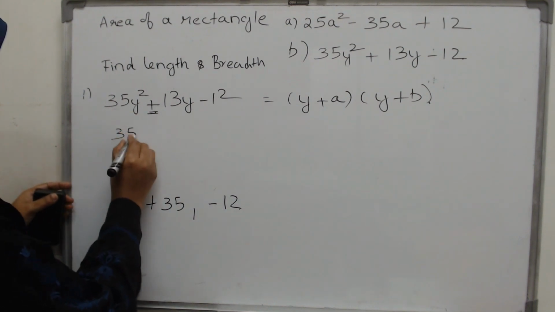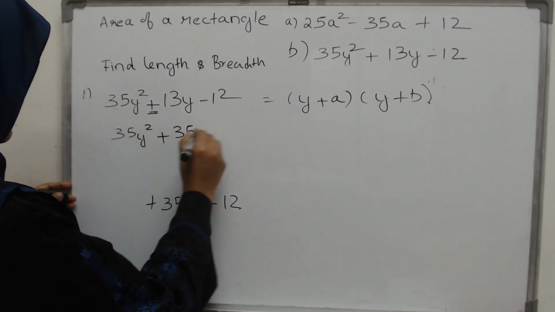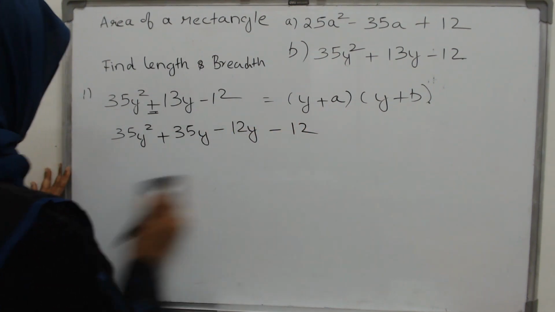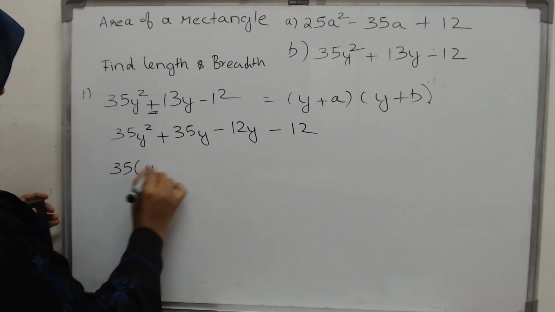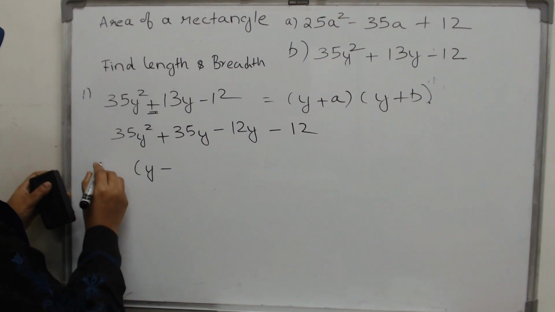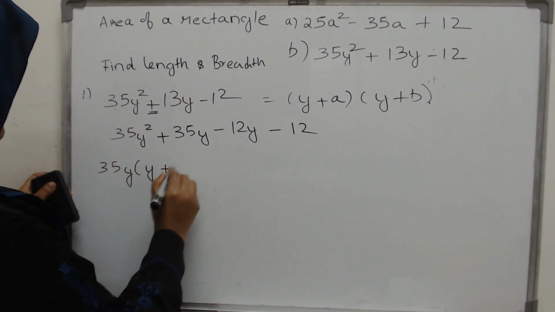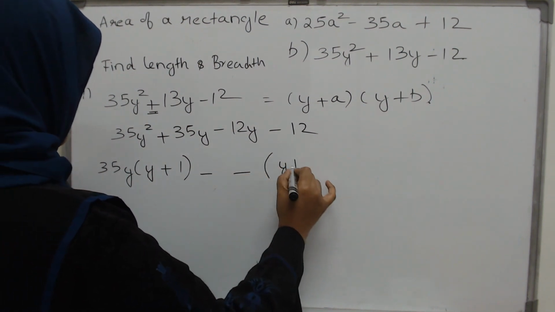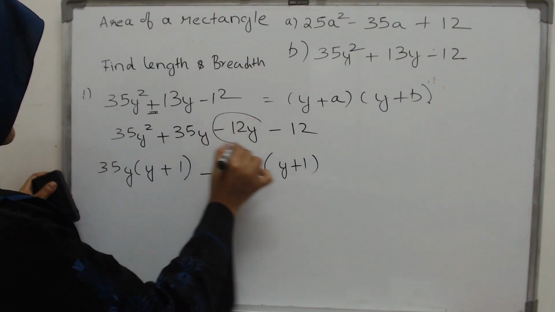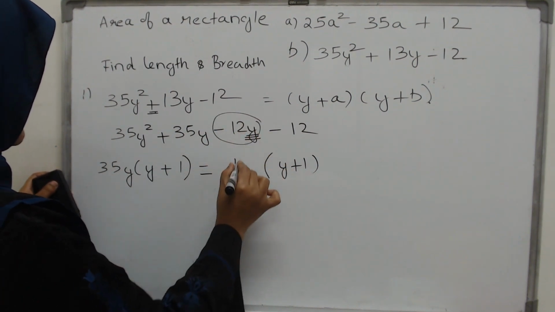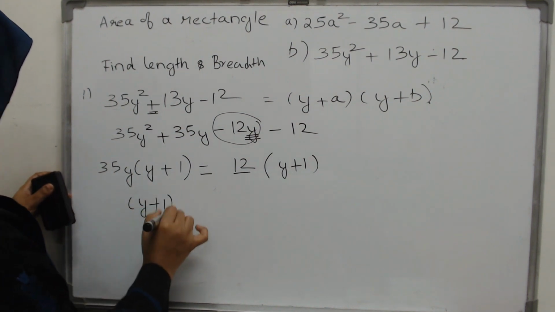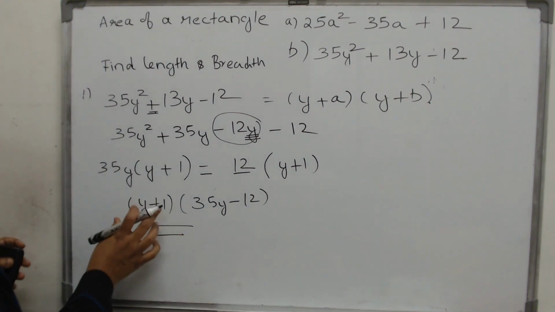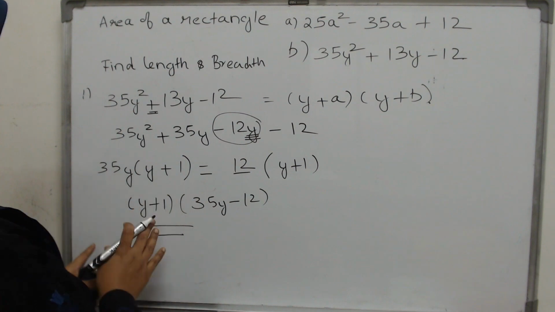So it is 35 square plus 35y minus 12y minus 12. So what do you see common here? 35y plus 1. Then again we need a number, we need a sign, and we need y plus 1. How do we make this into just y? Write the rest here. Y plus 1 is the common one. 35y minus 12. So we need a length and the breadth, right? One of them is the breadth, one of them is the length.